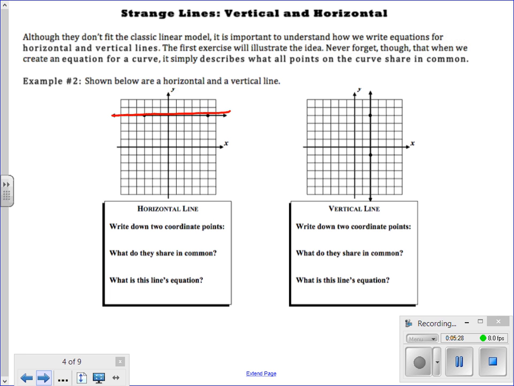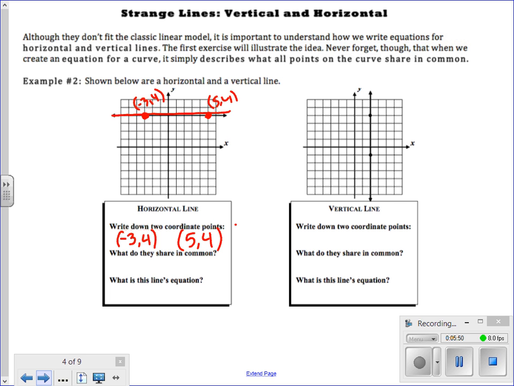Now, two points that are on this line. Well, there were two points kind of darkened in on your paper here. That looks like we have the point (-3, 4). So I'll write that down here, (-3, 4). And this point is (5, 4).